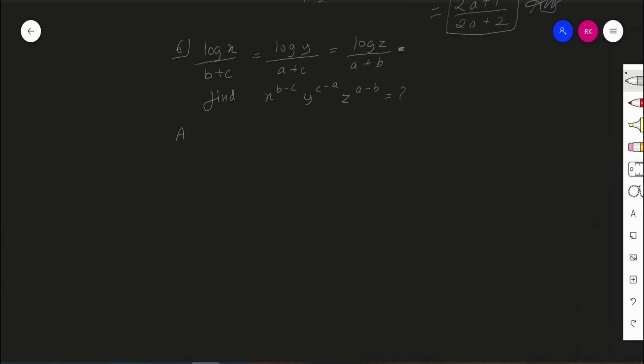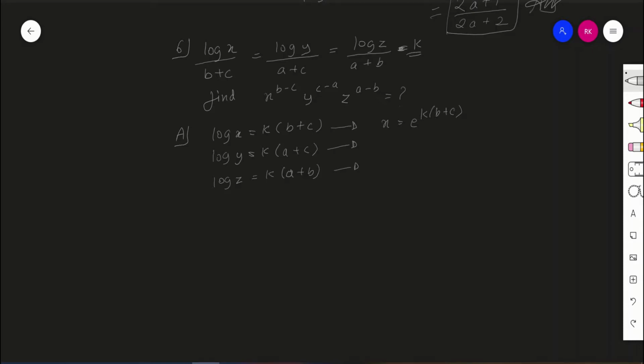So what I'm going to do is I'm going to equate it as k. So my log x is equals to k times of b plus c. Same with the y and z. Log y is equals to k times of a plus c. Log z is equals to k times of a plus b. I'm going to take the anti-log. So x is equals to e raised to the power k times of b plus c.